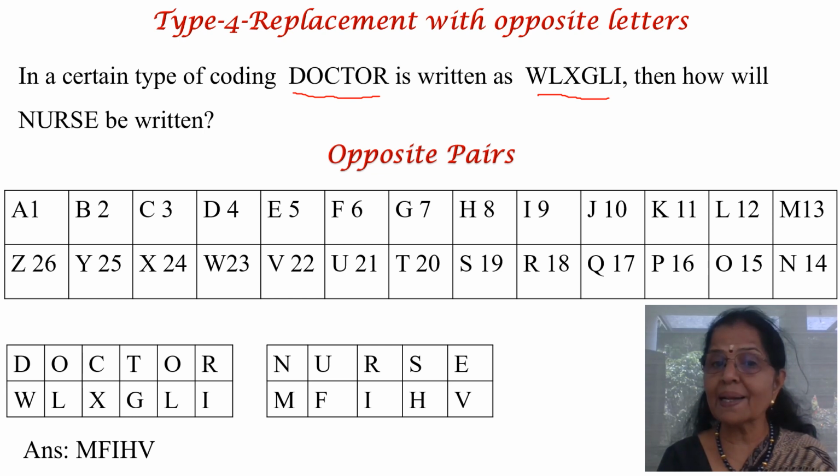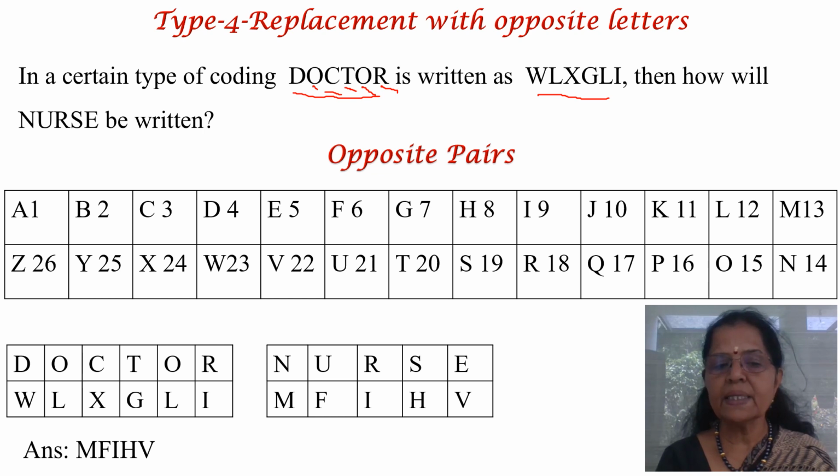All the letters are replaced. It is not rearranged. Here there is no rearrangement of the letters, but there is replacement of the letter with some other letter. And you have to find out who is replacing this D, who is replacing the letter O, who is replacing C, who is replacing T, again O, and who is replacing R?